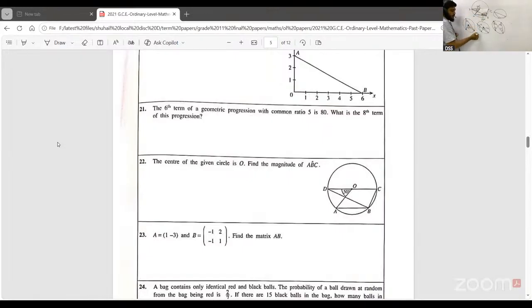Your full angle is how much? 90 plus 25. The answer is 115. If you write this, you get full marks. I'm telling you about the marking scheme. They didn't ask to write the reason in the marking scheme, so there is no need to write 90 degrees angle at a semicircle.